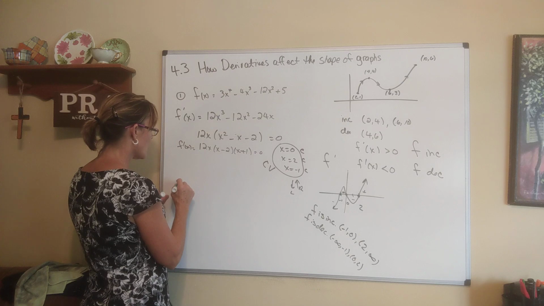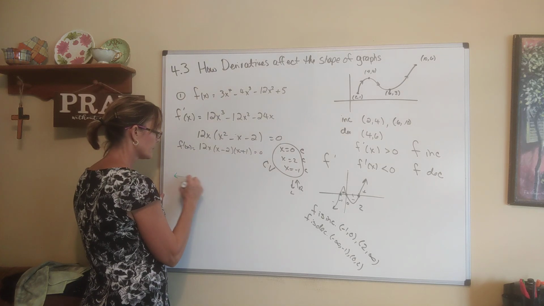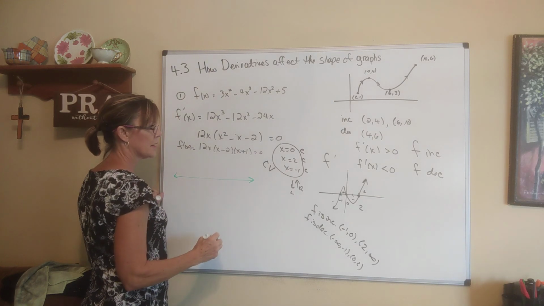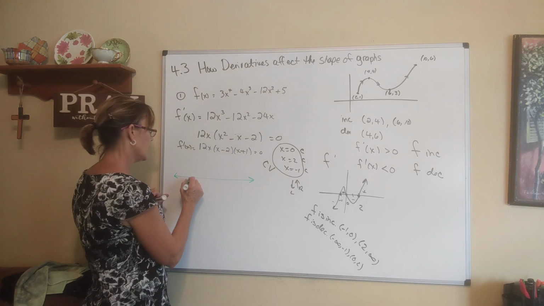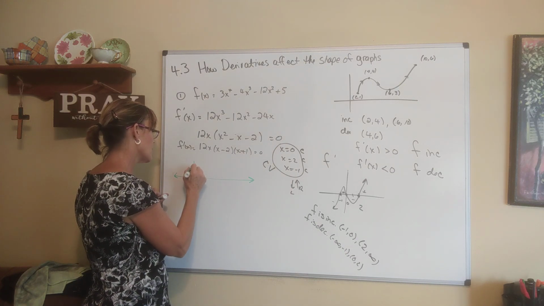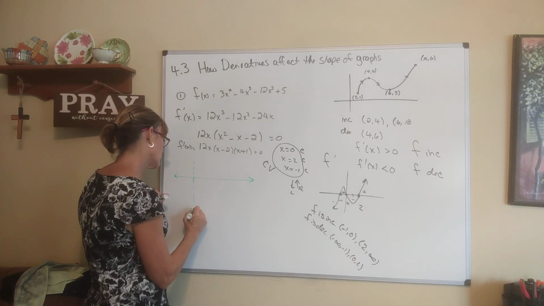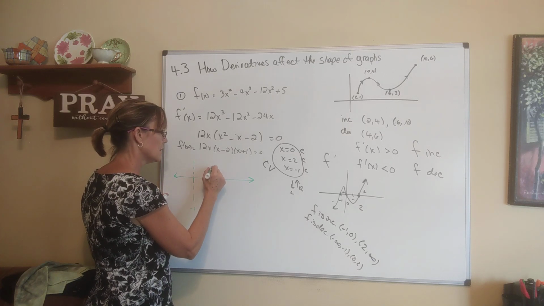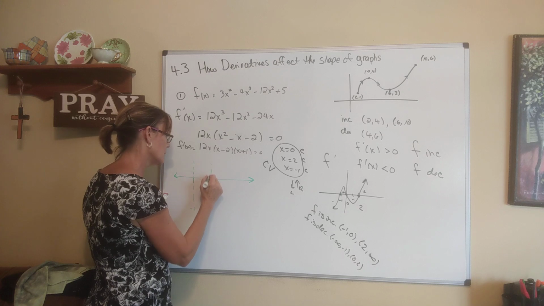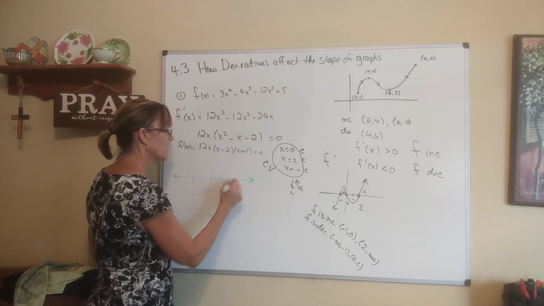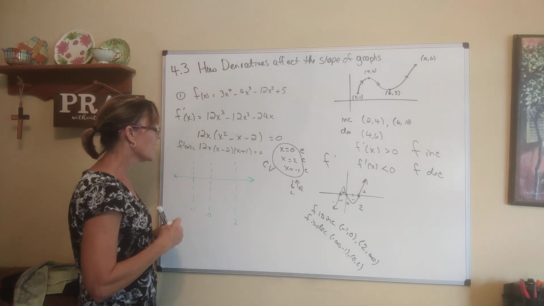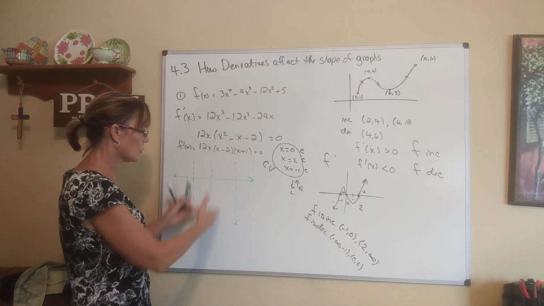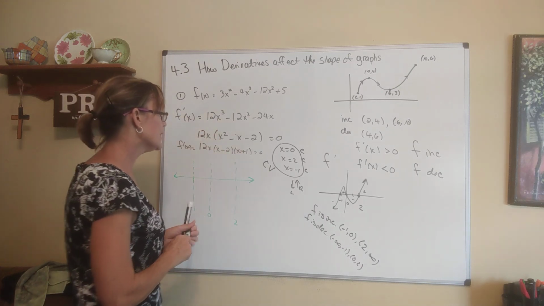You can draw a number line. Here is a number line. And you can mark the critical values on there. So here is negative 1. Here is 0. Here is x is 2, all right? And what that does is it splits up your number line into different regions.